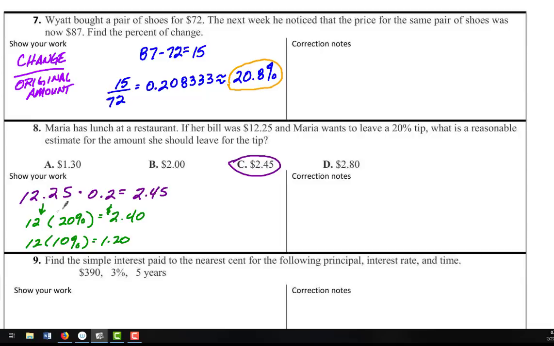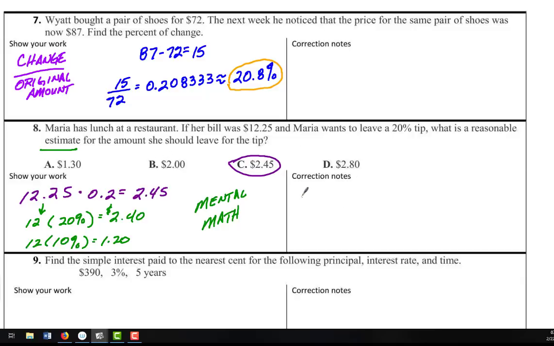We're going to round something so we can do mental math. That's the idea behind estimating, is we want to be able to do mental math. We want to be able to come up with a reasonable estimate. And then, you know, we would give Maria a little more than that because we rounded down.